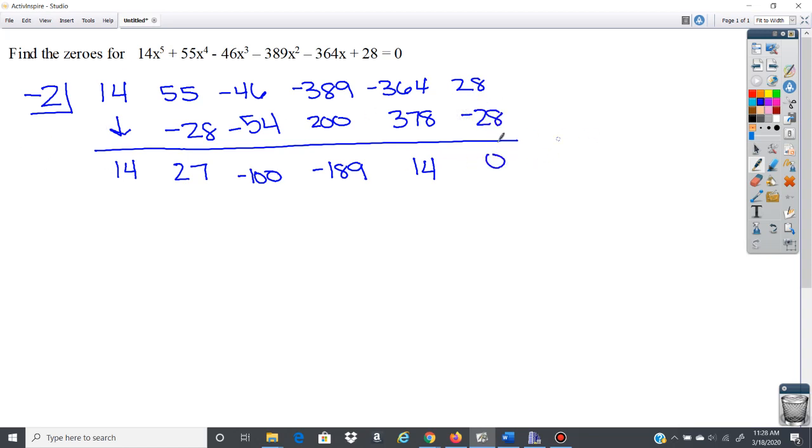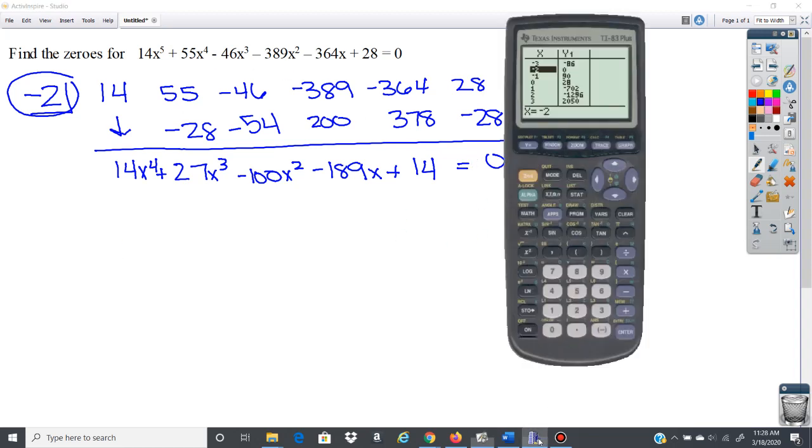Okay, so I've got 0 here, which means this divides out correctly. So this is one of my zeros. And I've reduced this now from a 5th degree polynomial to a 4th degree. So this is 14x to the 4th plus 27x cubed minus 100x squared minus 189x plus 14 equals 0. Now I'm going to do the same thing. I'm going to find another zero, so I'm going to enter this in my calculator.